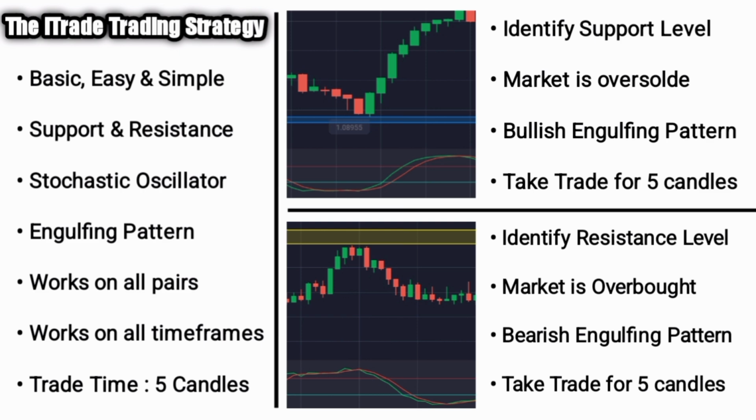For an up trade, identify a strong support level. Wait for the stochastic oscillator indicator to show oversold market condition. When a bullish engulfing pattern appears, take a trade for 5 candles.